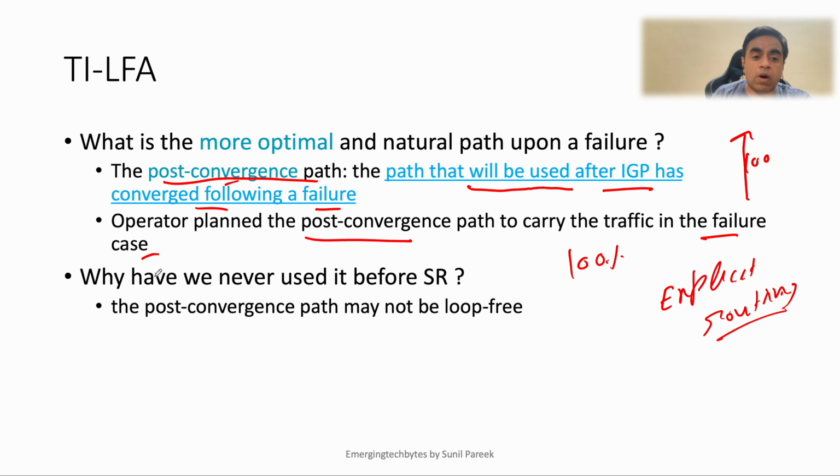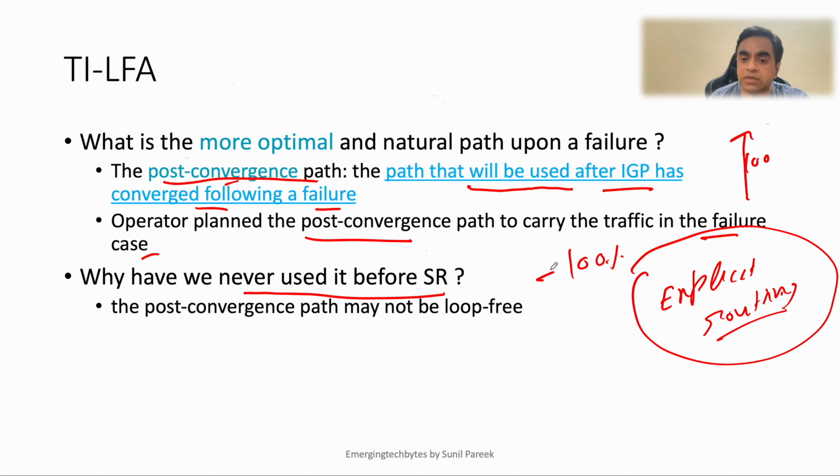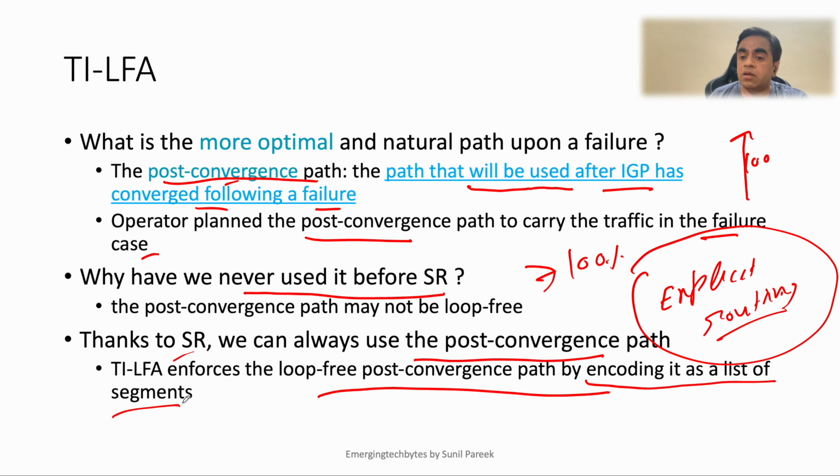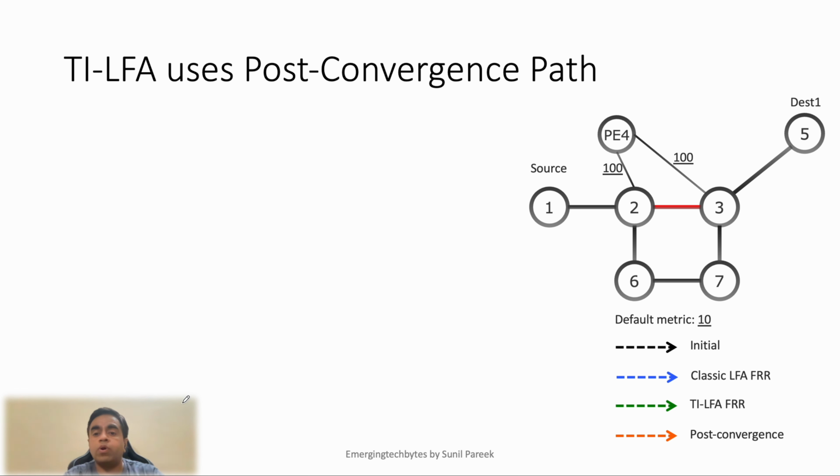path. So why was it not used before SR? Because of this. 100% coverage was not possible without explicit routing. And then, thanks to segment routing, we can now use this post convergence path. So TI-LFA basically uses this loop-free post convergence path by encoding it as a list of segments. So let's look at this with some more examples.